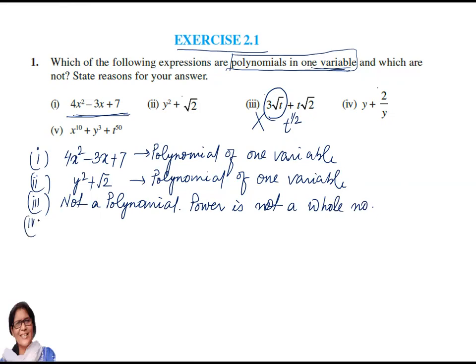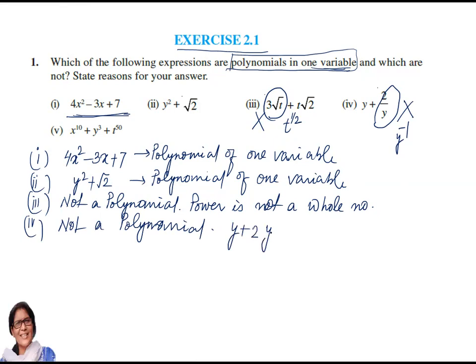Fourth, this one, no, because y to the power minus 1 is there. So again, it's not a polynomial. As this is y plus 2 to the power, y to the power minus 1. So the power is not a whole number.